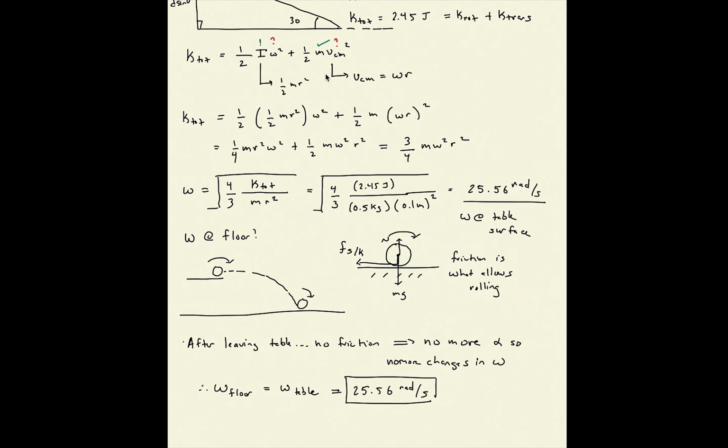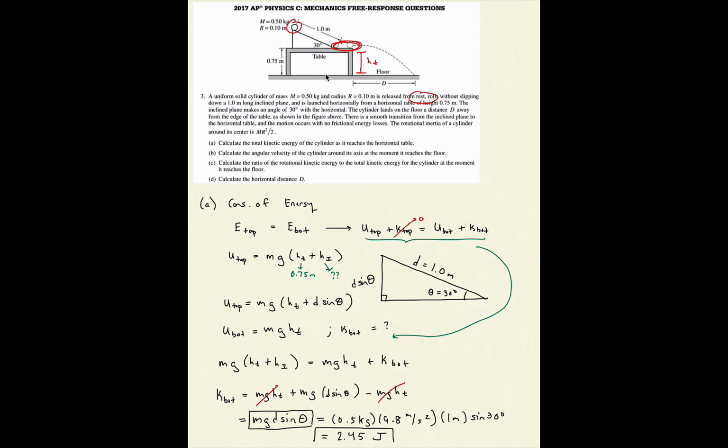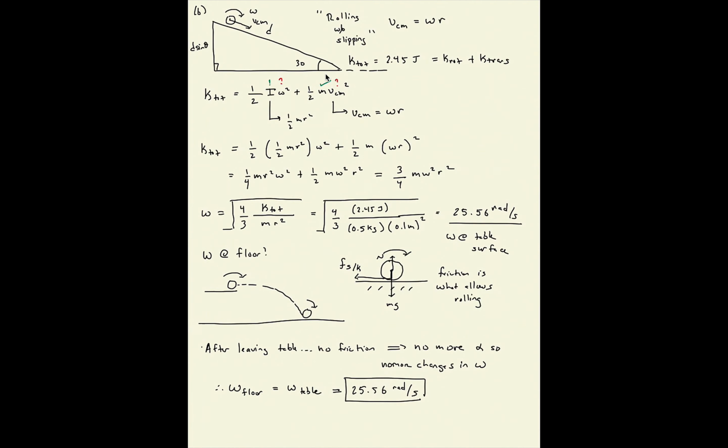All right, so that's part B. Now, part C is going to ask us to find the ratio of the rotational kinetic energy to the total kinetic energy the moment it reaches the floor. That's kind of a seemingly weird question, but they want to see what fraction of the total energy of the object is rotational as it hits the floor, and how that compares to what the total energy is. All right, in order to do this, we've got to come up with an expression.